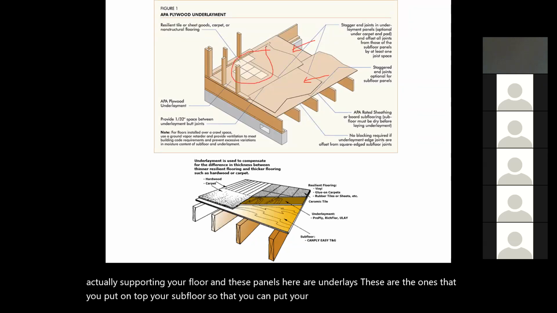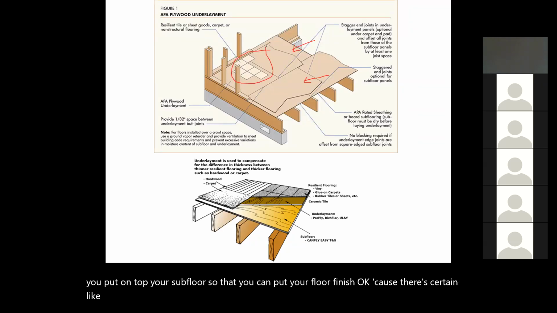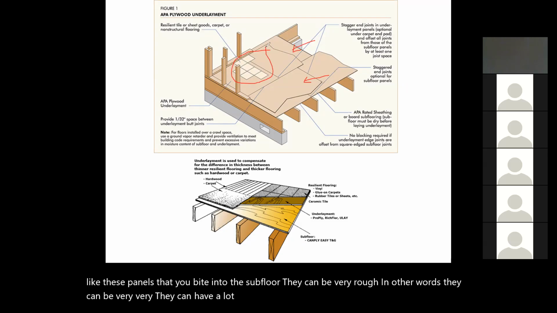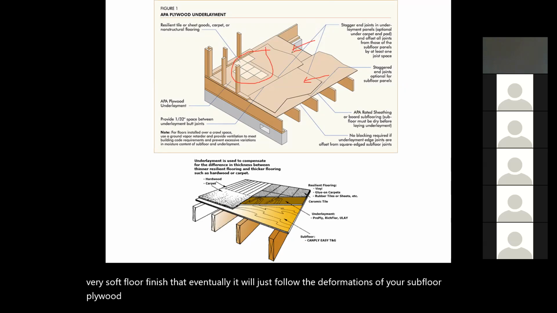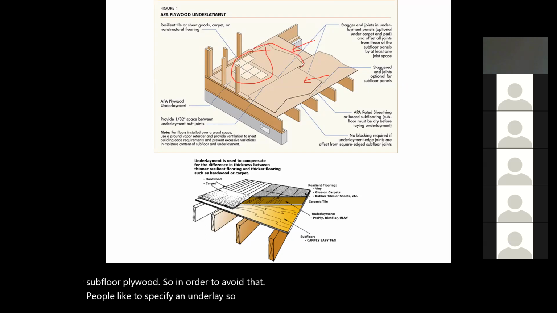Because these panels that you buy to do the subfloor can be very rough. In other words, they can have a lot of holes in them and whatever. And you can have a very, very soft floor finish that eventually will just follow the deformations of your subfloor plywood. So in order to avoid that, people like to specify an underlay so that they have a better finish paneling on which they will be applying the finish.